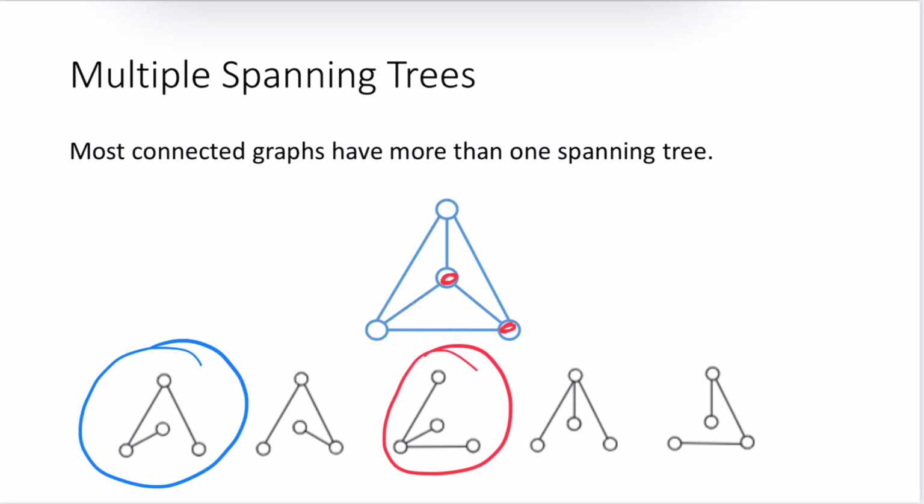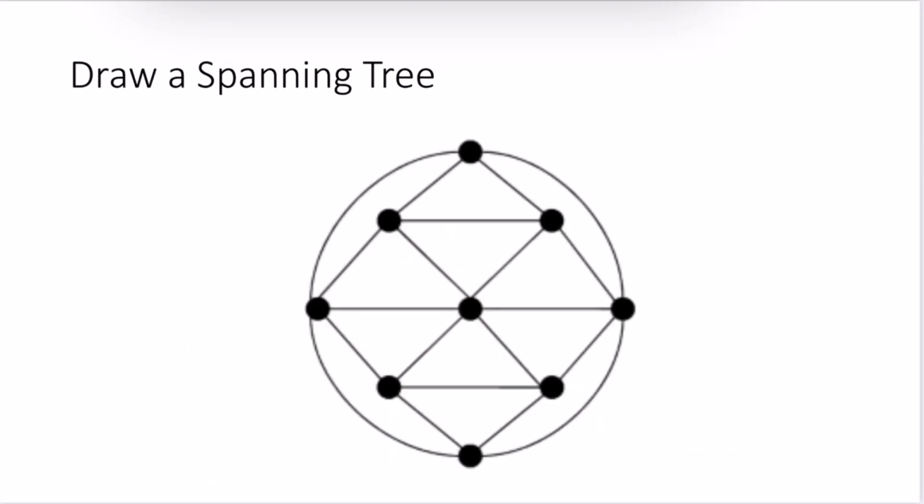So for example, let me show you one that would not be a spanning tree. If I made a subgraph that looked like this, it would be a tree because there are no cycles. However, it's not a spanning tree because this subgraph didn't include all of the vertices of the original graph. So spanning trees have to include all of the original vertices, and then you keep some of the edges that form a tree.